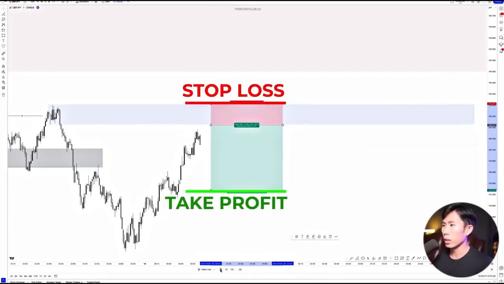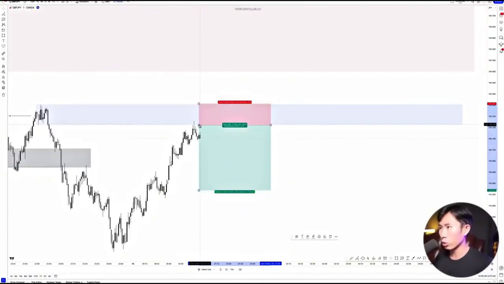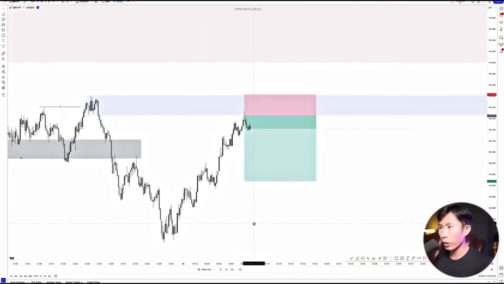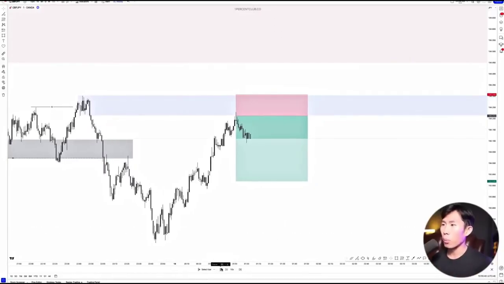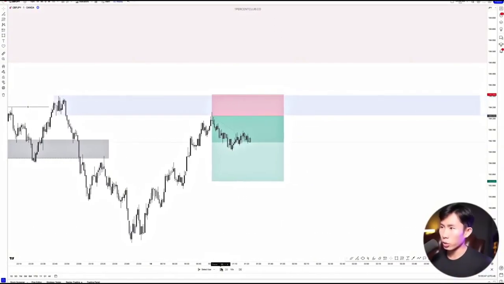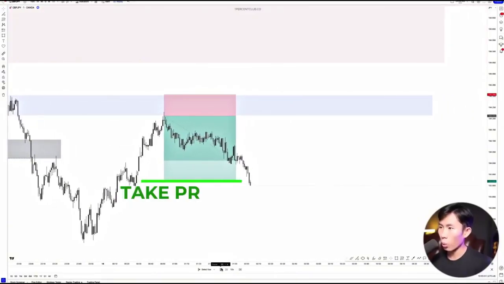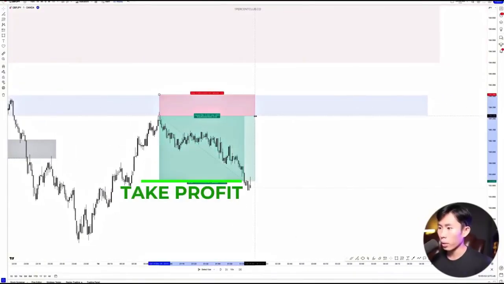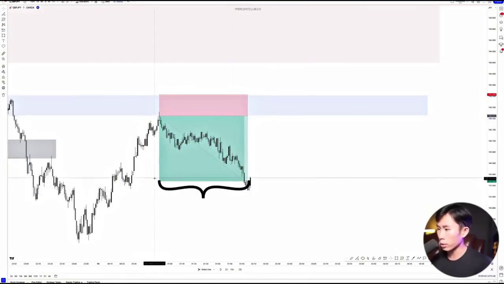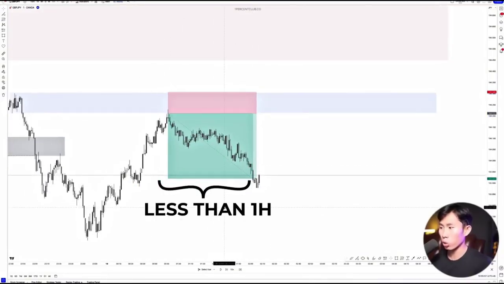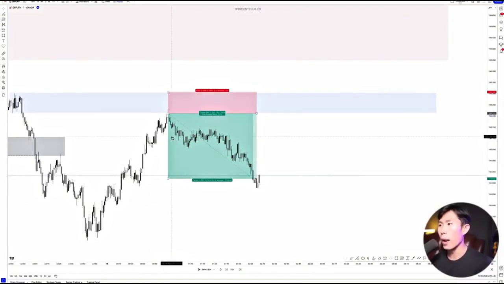Okay, so in this case, let's see what price does. Okay, price taps us in the trade right there. You can see this is how we really get those sniper entries, right? And price goes down, and eventually goes all the way down to our TP right there. So you can see this happened in less than an hour or so, right? Less than an hour, we managed to take profit and get out of there, right? And this is really how you get those sniper entries.